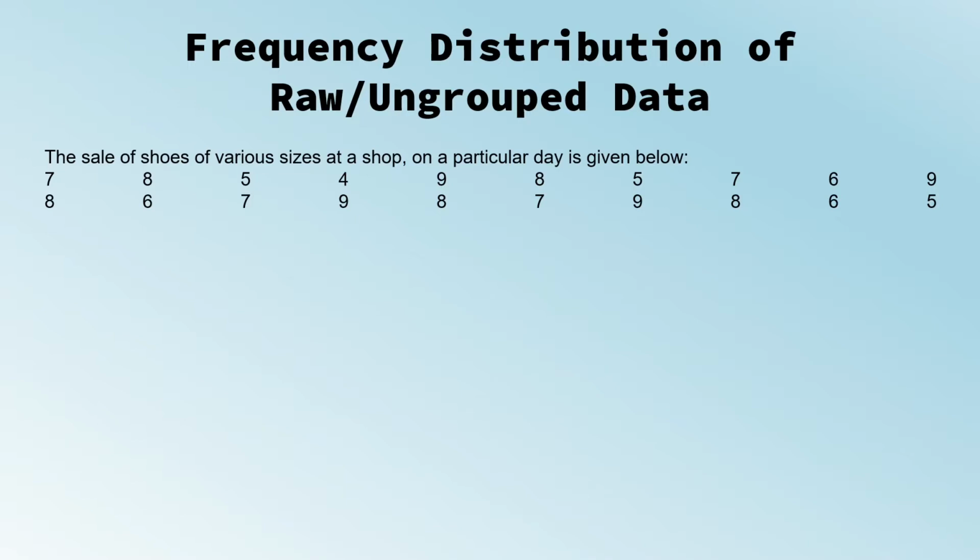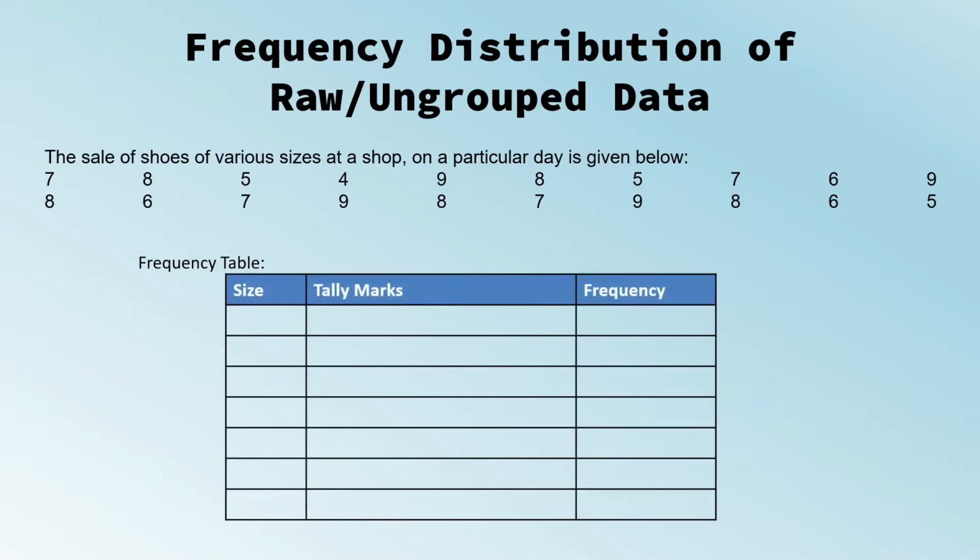Now, how to make a frequency distribution of this raw or ungrouped data? So we make a frequency table. The frequency table has 3 columns. The first column is of sizes. In this case, we are dealing with the sizes of shoes. So we list down all the sizes that are available in the data one time, starting from the smallest size 4 to the largest size 9 in this given data.